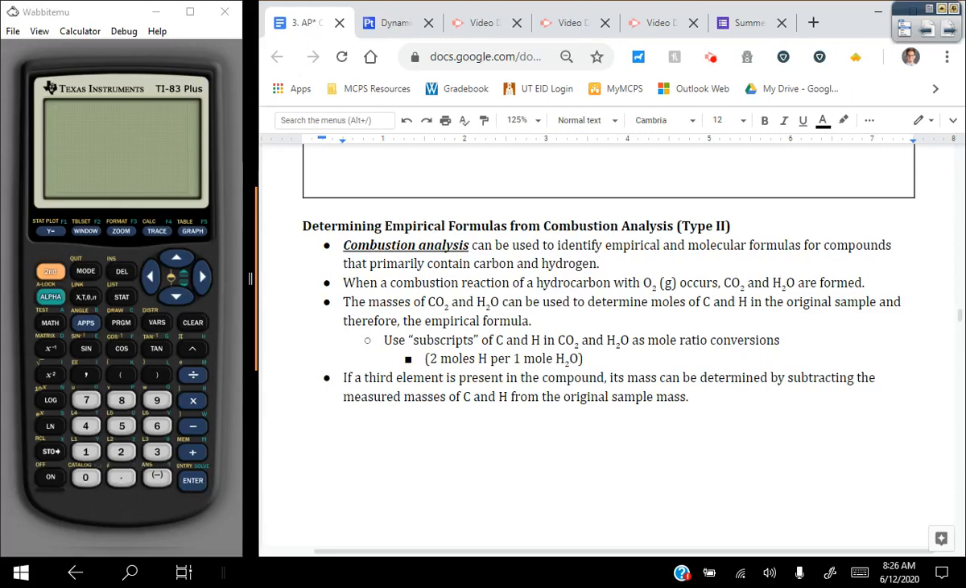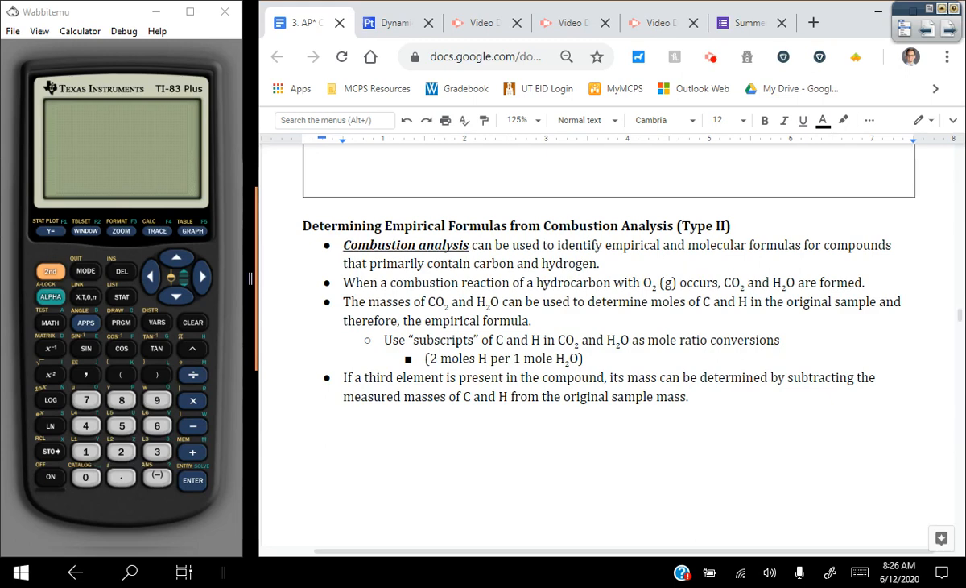Hello, class. This is a continuation of a lesson sequence on stoichiometry. In the last lesson, we discussed empirical formulas using percentages and converting them to masses, followed by converting our masses to moles, and then dividing by the smallest amount to get our whole number ratio for our empirical formula.